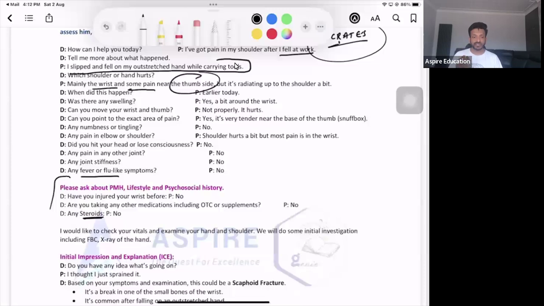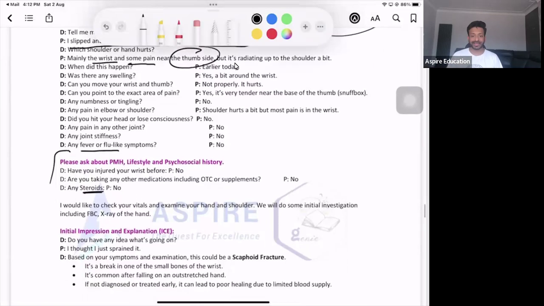I would like to do your general physical examination. I would like to do your vitals, and I'm going to examine your hand, your wrist, and your shoulder area. So this is something you will say. And I would like to do some initial investigations as well. Which investigation? X-ray of the hand, obviously, and maybe routine blood test. So this is something you're going to mention.